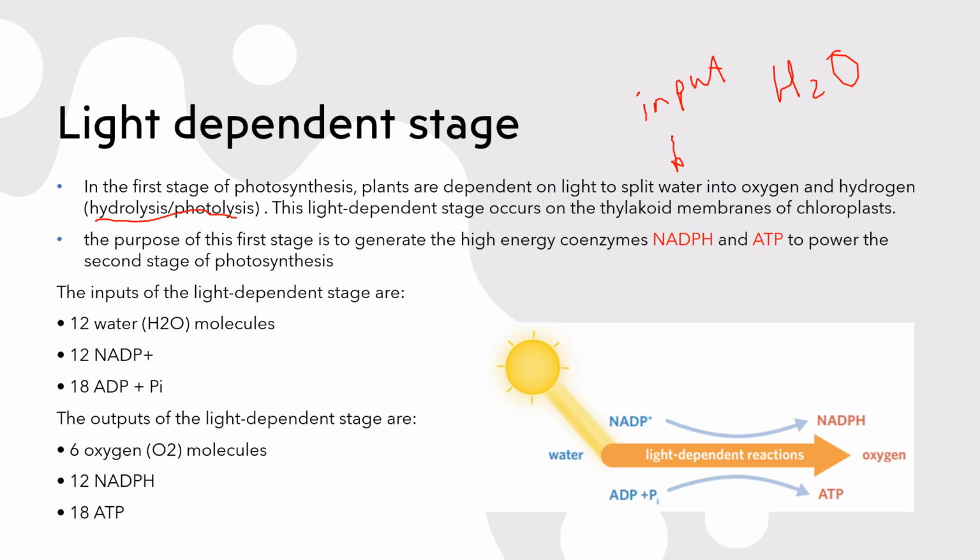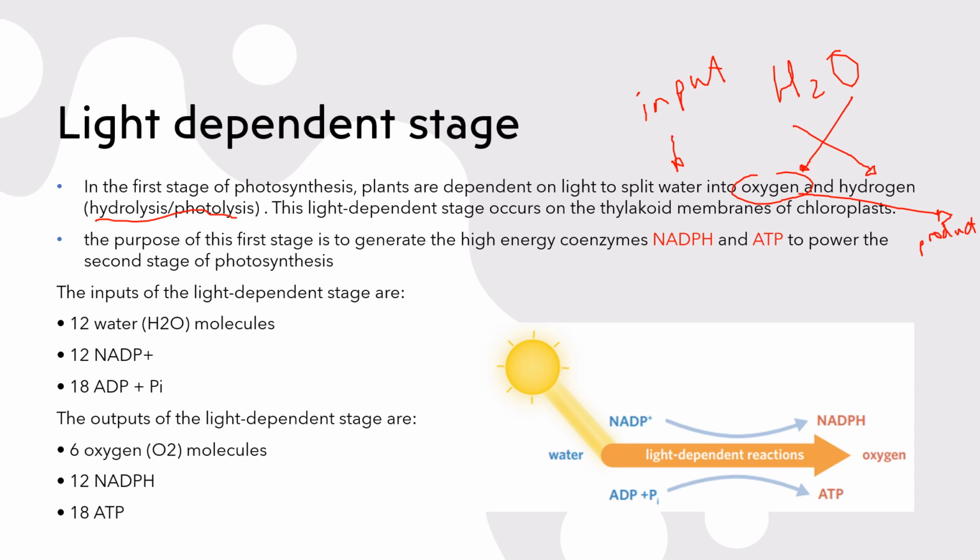So that water is being split into oxygen and hydrogen. So we know that this oxygen is a product. That's what's going to leave eventually. It's going to leave the plant, and the hydrogen is going to be used a little bit later on. So that's the main purpose of the light-dependent stage. It's this hydrolysis, this splitting of water into these two main components.